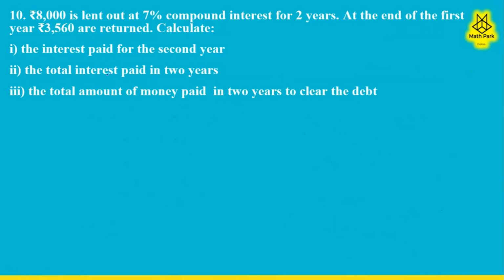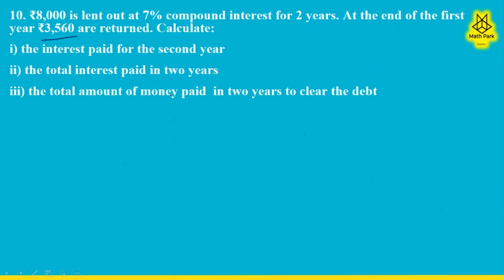Rupees 8,000 is lent out at 7% compound interest for 2 years. At the end of the first year, rupees 3,560 are returned. Calculate the interest paid for the second year, the total interest paid in 2 years, and the total amount of money paid in 2 years to clear the debt.